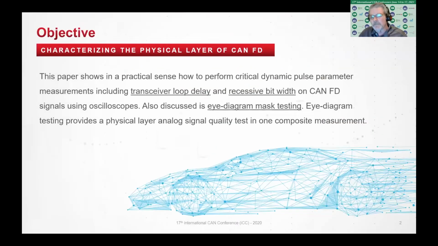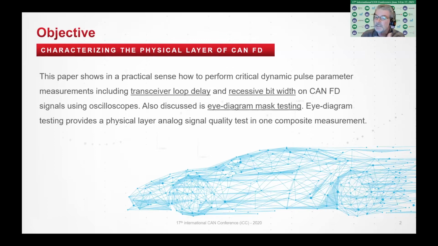The objective of this presentation is to talk about the practical sense of how to perform critical dynamic pulse parameter measurements, including transceiver loop delay and recessive bit width on CAN-FD using oscilloscopes. So the focus here is the practical, the how-to. Mr. Hell presented during the last iCC conference the theory on these same exact topics, transceiver loop delay and recessive bit width. The second half of my presentation is going to focus on eye-diagram mask testing.